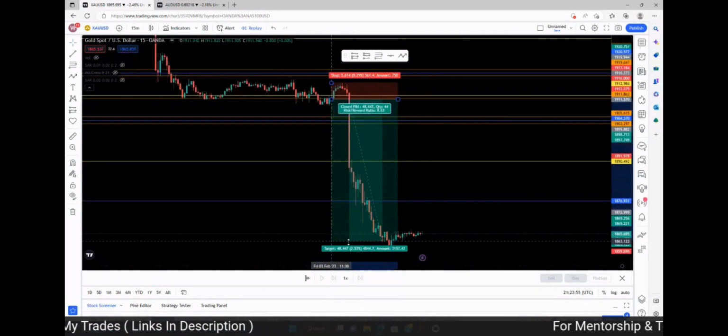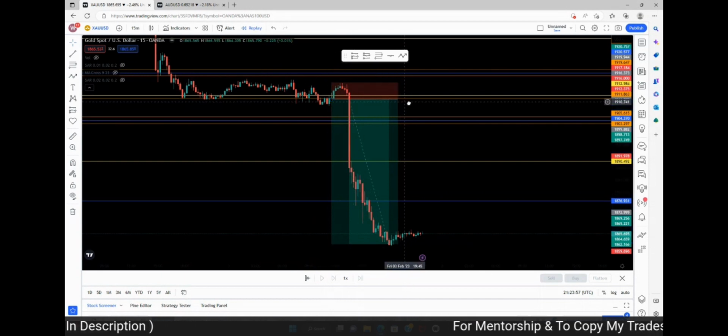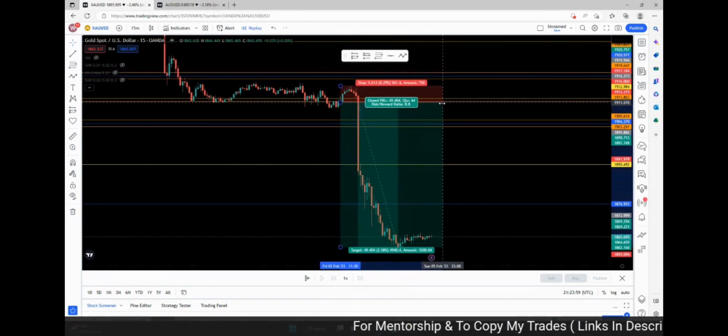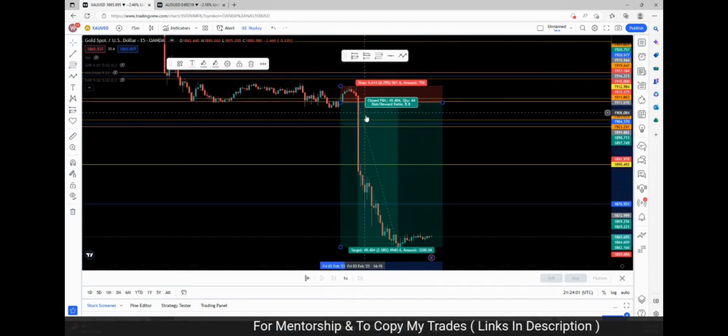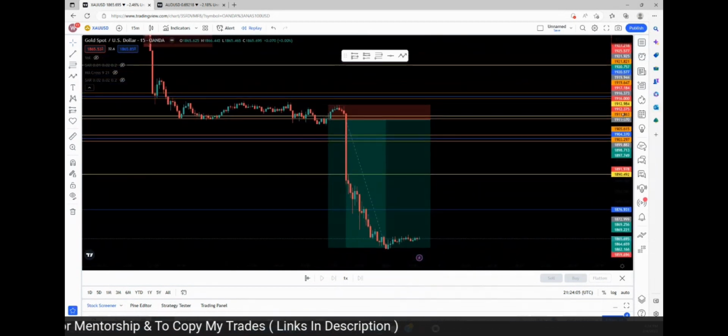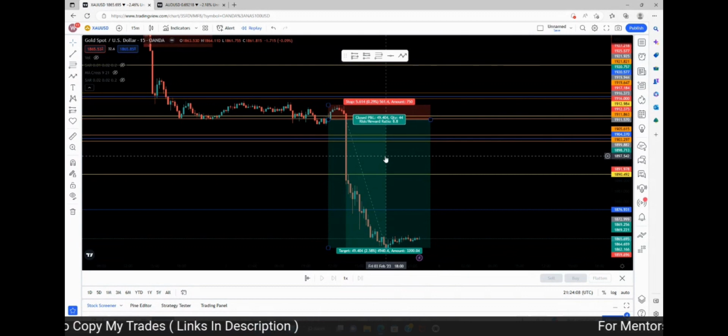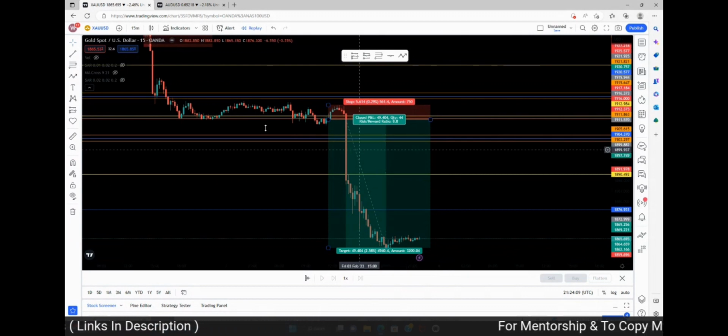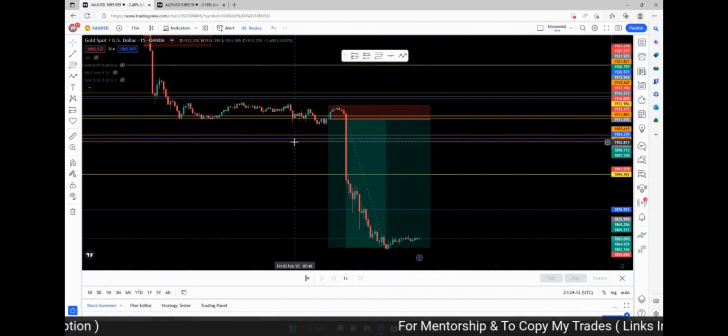I jumped in a little late to the party, but I still caught most of this move down. But this thing was a huge drop. And this was a 1 to 8 risk to reward. So you could have made 8, almost 9 times what you risked off this trade. All right, so I'm going to show that clip, and I'm going to see y'all in the next video or the next time I'm live.